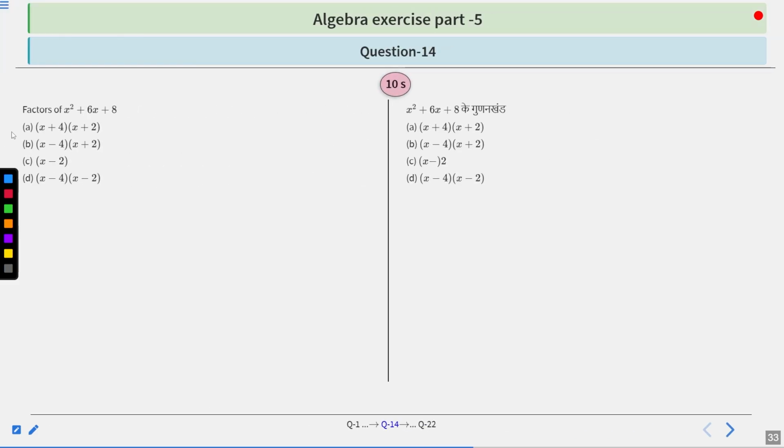Next, factors of x square plus 6x plus 8. Options are option A, x plus 4 into x plus 2. Option B, x minus 4 into x plus 2. Option C, x minus 2. And option D, x minus 4 into x minus 2. And I'm giving you 10 seconds to find out the correct answer. After that, I will do the solution.